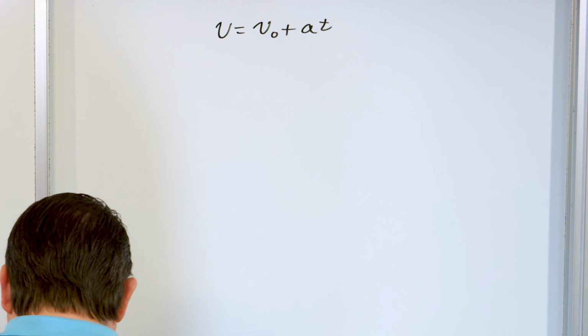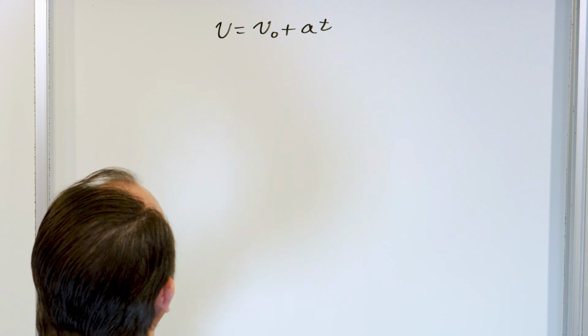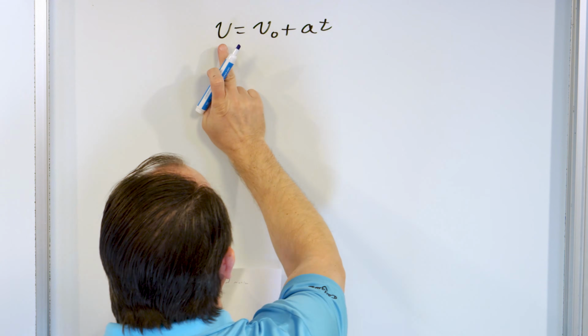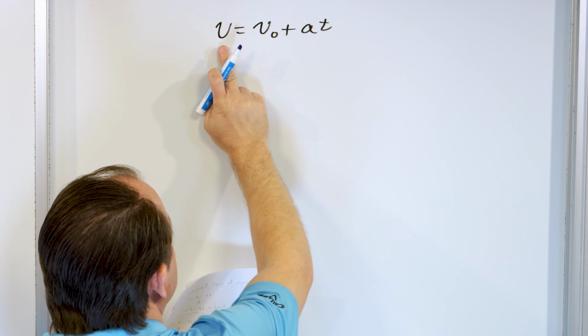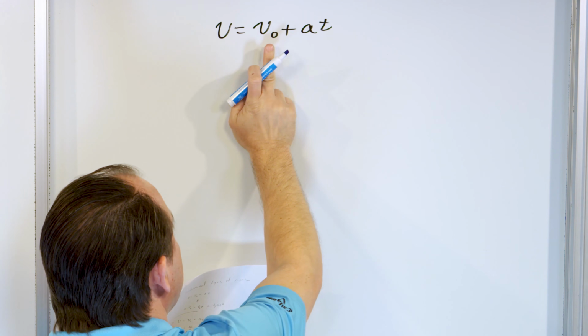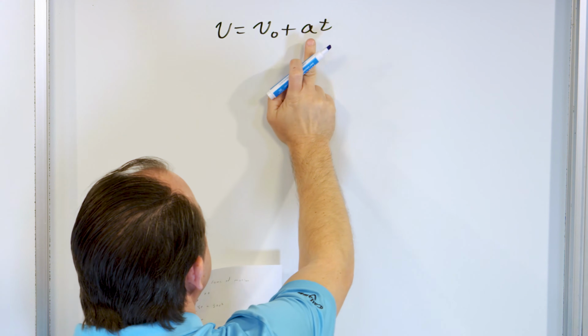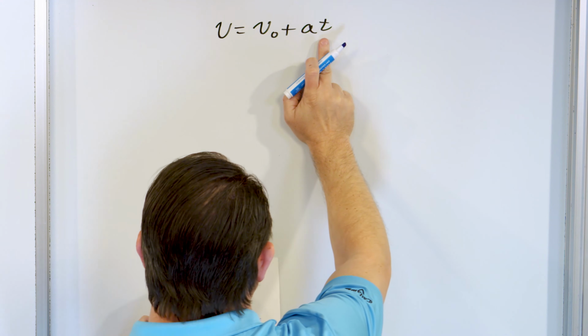All right, so what does this actually mean? All right, when we have a situation, we're saying the final velocity of some particle is equal to its initial velocity, wherever it started, plus some acceleration times some time.